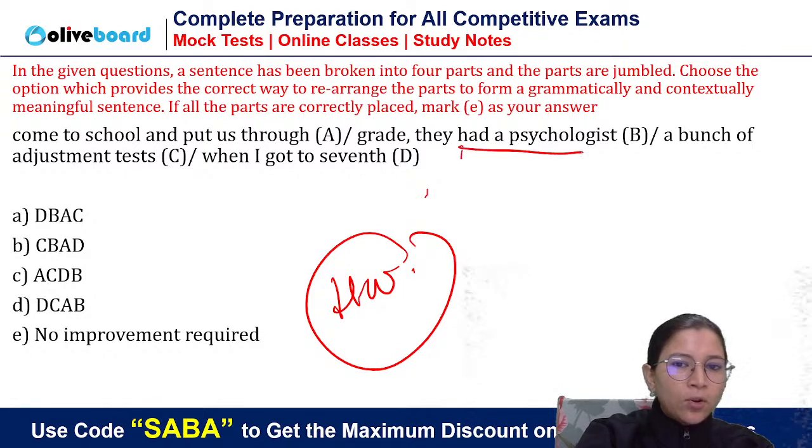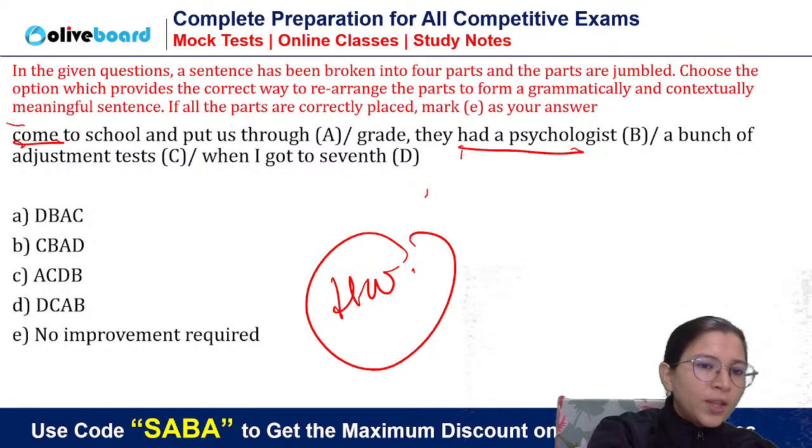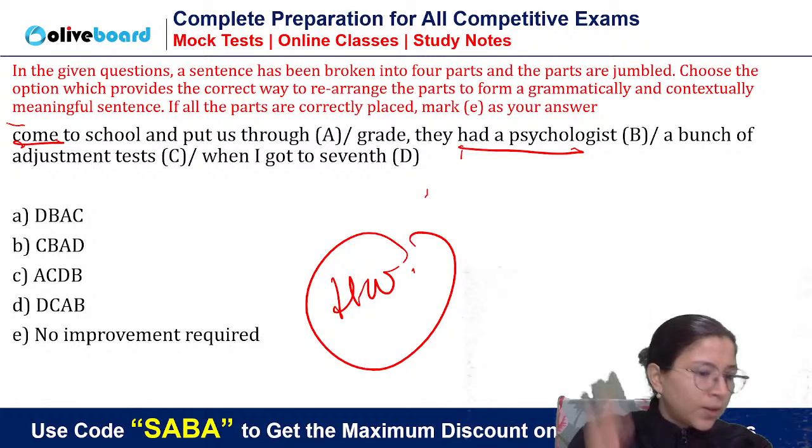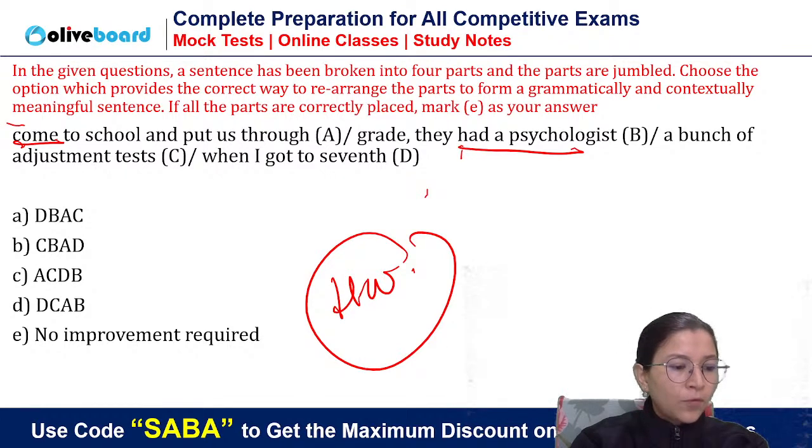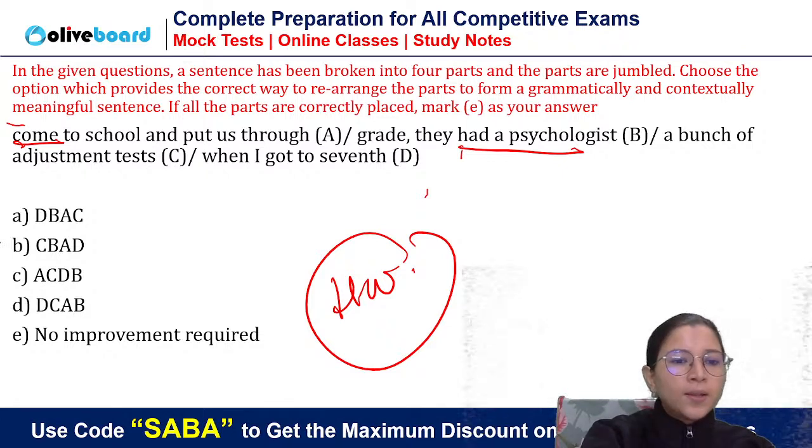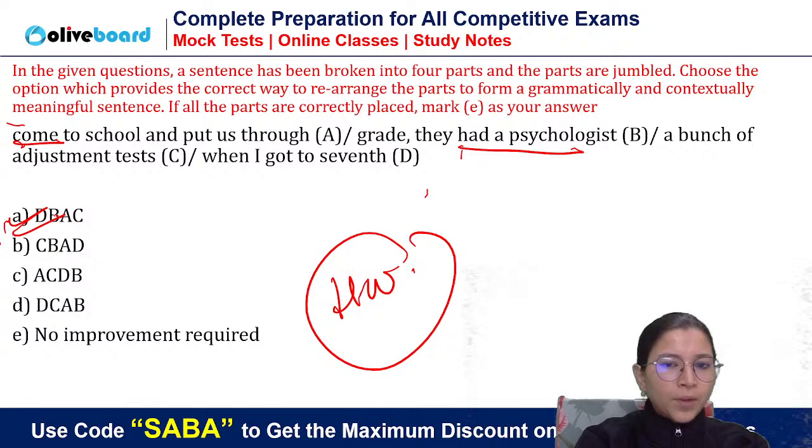They had a psychologist come to school. Is this come V3 form or V1 form? Which rule is here? I want to check your grammar knowledge today. Is there any grammatical error, or it is correct? When I got to seventh grade, they had a psychologist come to school and put us through a bunch of adjustment tests. Who came?